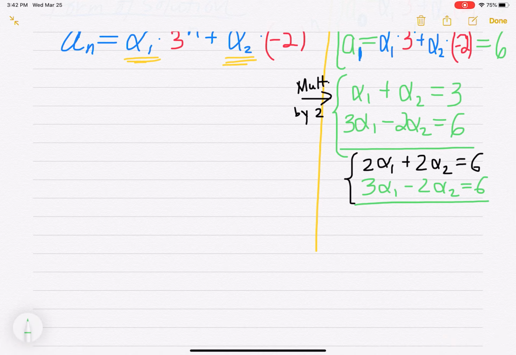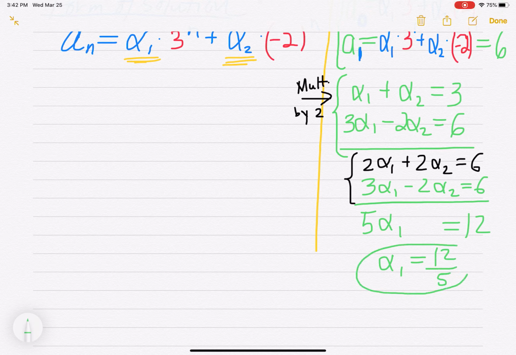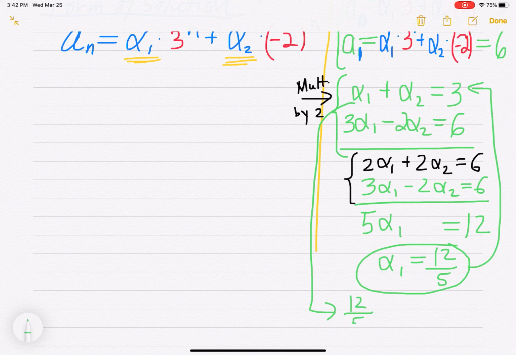And when we do that, we get 5 alpha 1, and we cancel out the 2 alpha 2 and the negative 2 alpha 2. So we'll get 5 alpha 1 equals 6 plus 6, 12. That gives us alpha 1 is 12 over 5, right? Once you have alpha 1 is 12 over 5, you can find alpha 2. If you go back and plug into the very first equation, we're going to have 12/5 in place of alpha 1. 12/5 plus alpha 2 is 3.